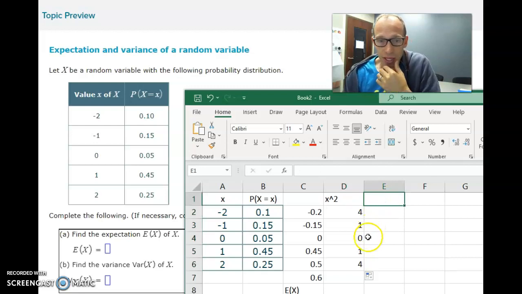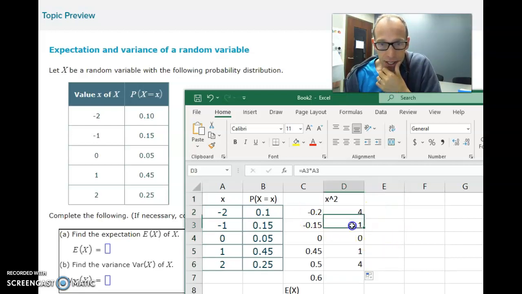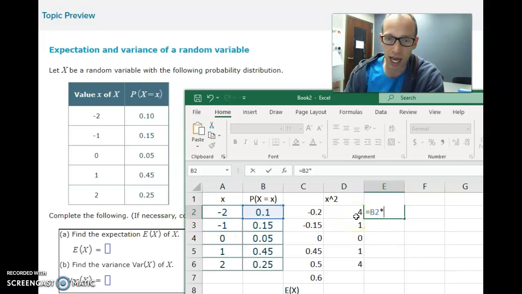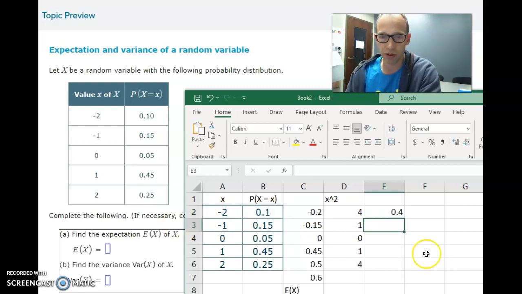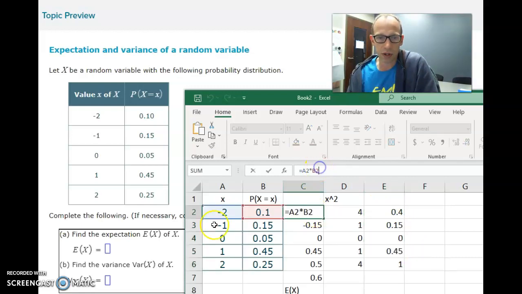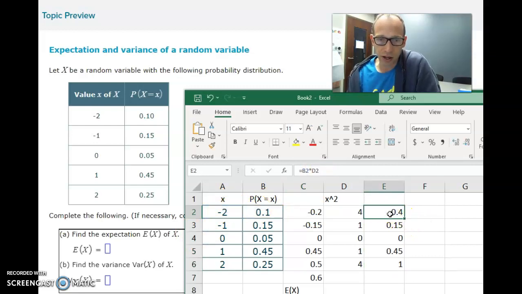And then we have the probability. So these are the different possibilities for x squared, and we want to know what's the chance of getting each one. Well, the chance of getting that 4 from the -2, it's 0.1. So we take 0.1 times that x squared value. Very similar to what we did here, except here we were taking the probability times the x itself. Over here, we're taking the probability times our x squared value. Okay, we get all of these.